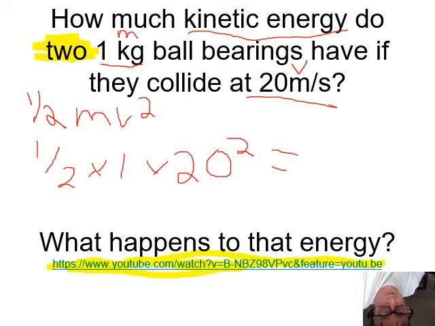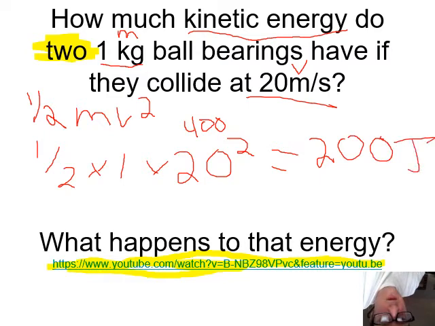And you should see that work out to be something like 20 squared is 400. 1/2 of 1 is 0.5. So each ball bearing will have 200 joules of energy. Each one does. 2 of them will have 400. So I'm going to ask you a question like this at the end using forms like I did before.